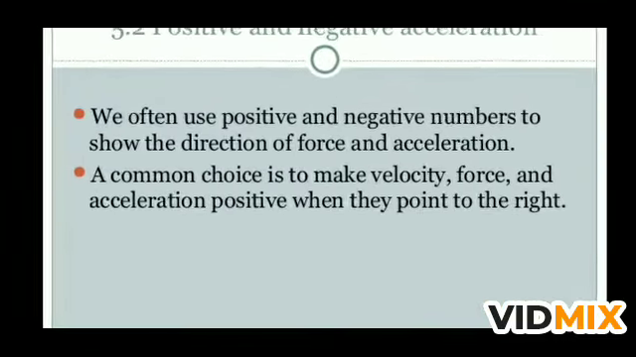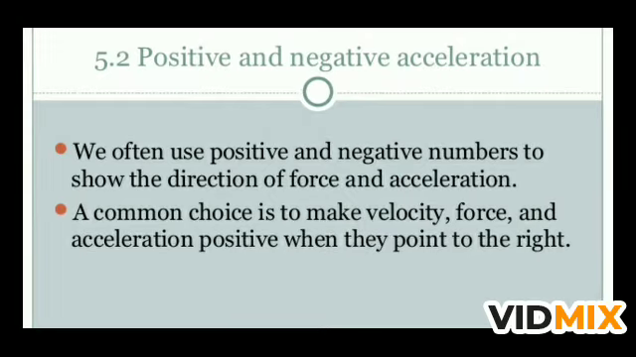Now positive and negative acceleration. This is all we had learned in class 9th also. We often use positive and negative numbers to show the direction of force and acceleration. So a common choice is to make velocity, force and acceleration positive when they point to the right. This is at our will, where we are choosing the positive and negative direction.